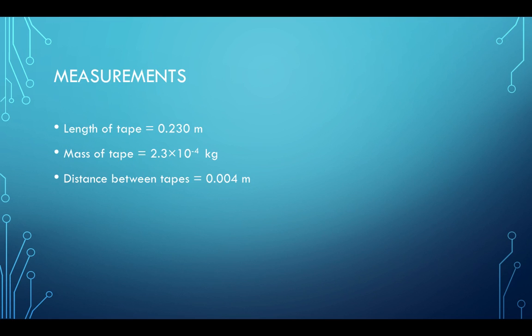The length of the tape was 0.230 meters, and using the 1 gram to meter mass conversion, the mass that I calculated was 2.3 times 10 to the negative 4 kilograms. And the distance between the bottom tape and the upper tape at which I noticed some repulsion was 0.004 meters.